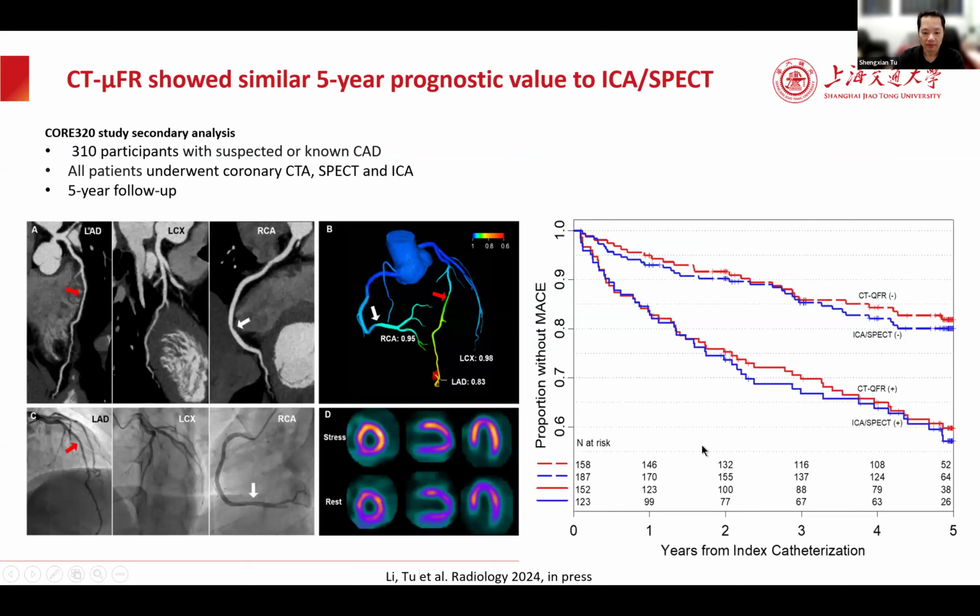Another study was published in Radiology, in collaboration with Johns Hopkins University Hospital, using the CORE320 study dataset to do the analysis. The CT-MUFA, at the moment still called CT-QFR, has a comparable capability to predict future events compared to the other group, which is SPECT together with invasive coronary angiography.